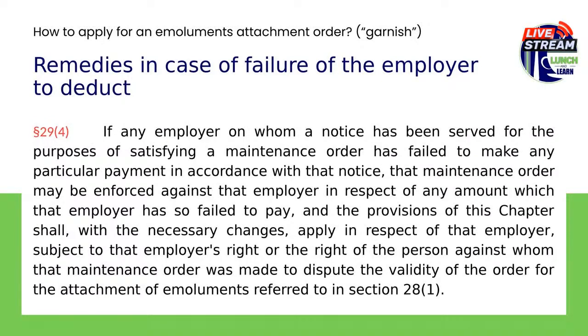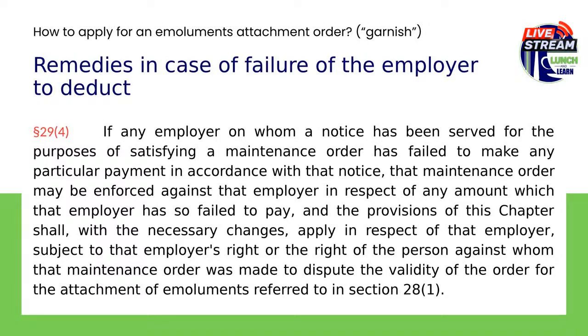Section 29(4) deals with, let me just read through that. If any employer on whom a notice has been served for the purposes of satisfying a maintenance order has failed to make any particular payment in accordance with that notice, that maintenance order may be enforced against the employer in respect of any amount which that employer has failed to pay.